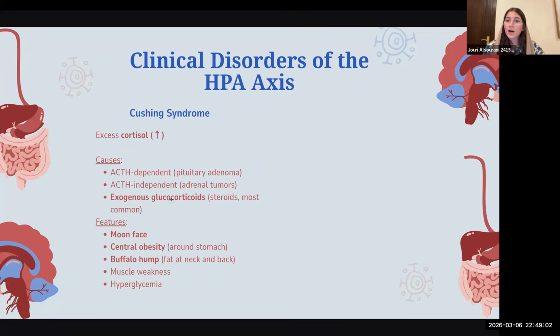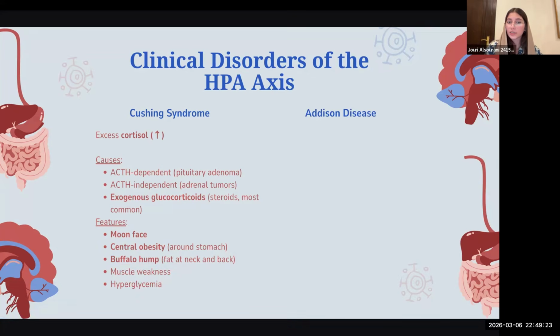In this syndrome, patients will present with moon face, central obesity, which is basically they're going to have a lot of fat near the stomach area, very visibly. They're also going to have buffalo hump, which is when fat accumulates at the base of their neck and the top of their back. Muscle weakness, hyperglycemia.